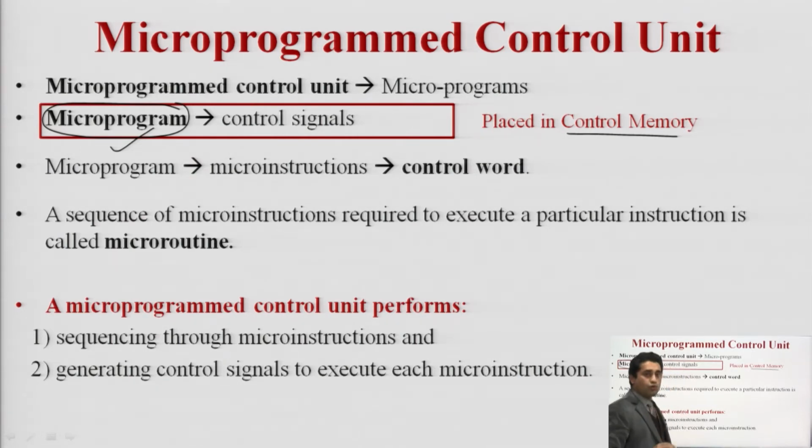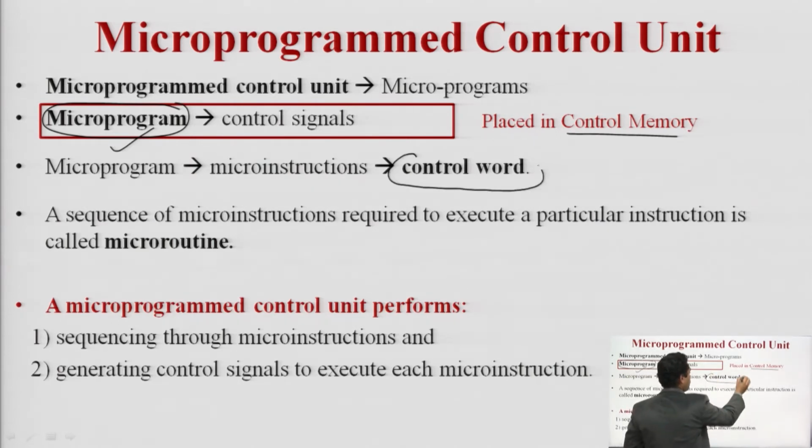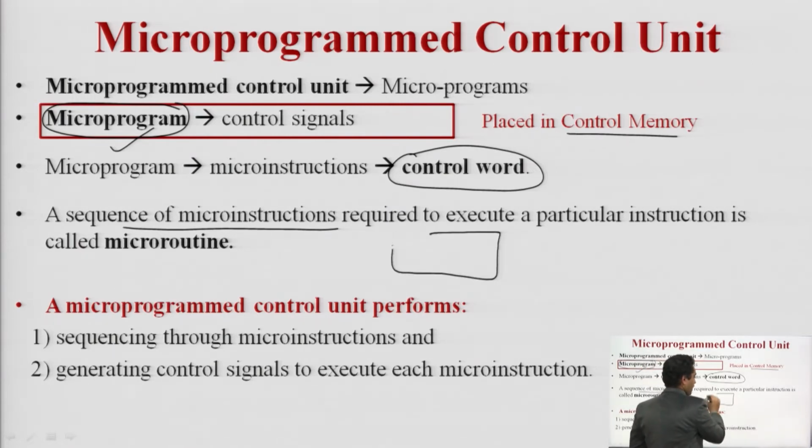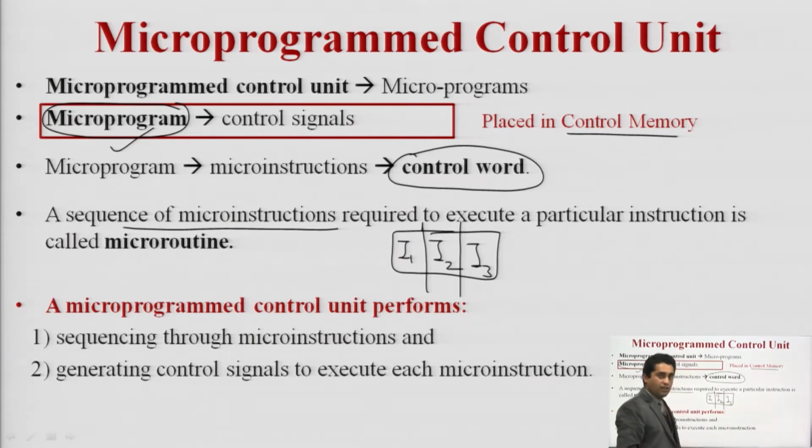These codes are then converted to control words. That is the difference between the control word generated by the microprogrammed control unit and the normal control word, which we studied in the previous unit. Here we have a sequence of micro instructions, because we can't say everything is done in a single instruction. Your task might be further divided into 3 instructions: instruction 1, instruction 2, instruction 3. These instructions are converted to signals, and then we can say these are the micro instructions.